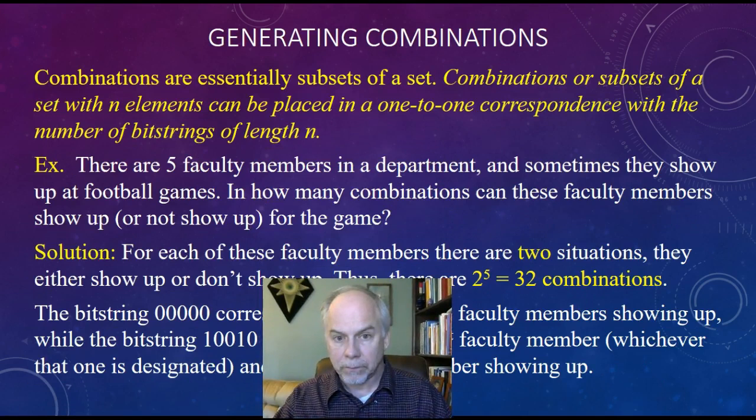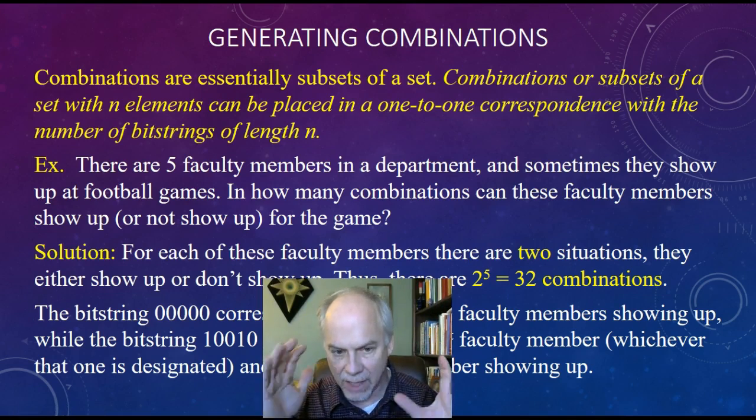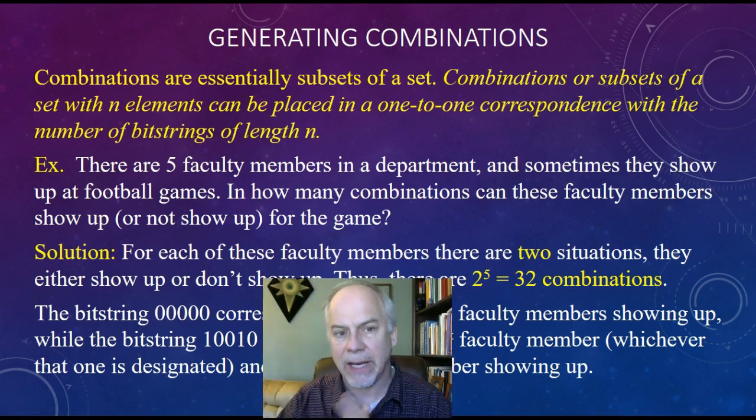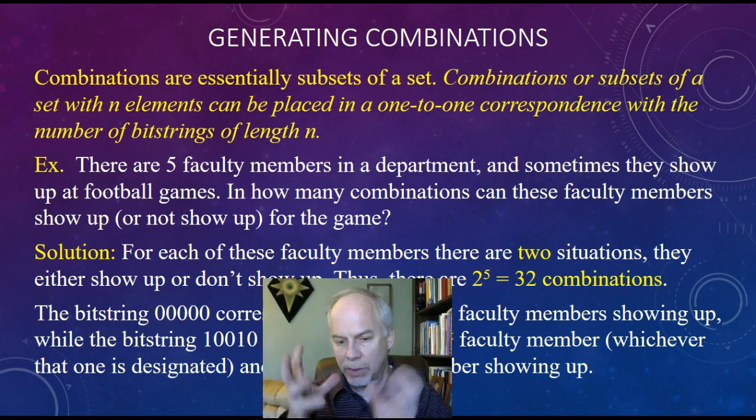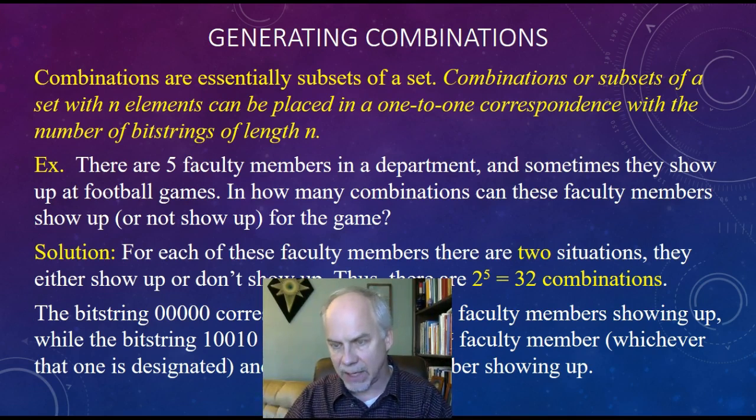Now, those were permutations. Now we're going to talk about combinations. Combinations could be thought of essentially as subsets of a set, okay? Because you don't care about the order, and neither when you're forming a subset, you don't care about the order. You just care about what elements are in that, okay?